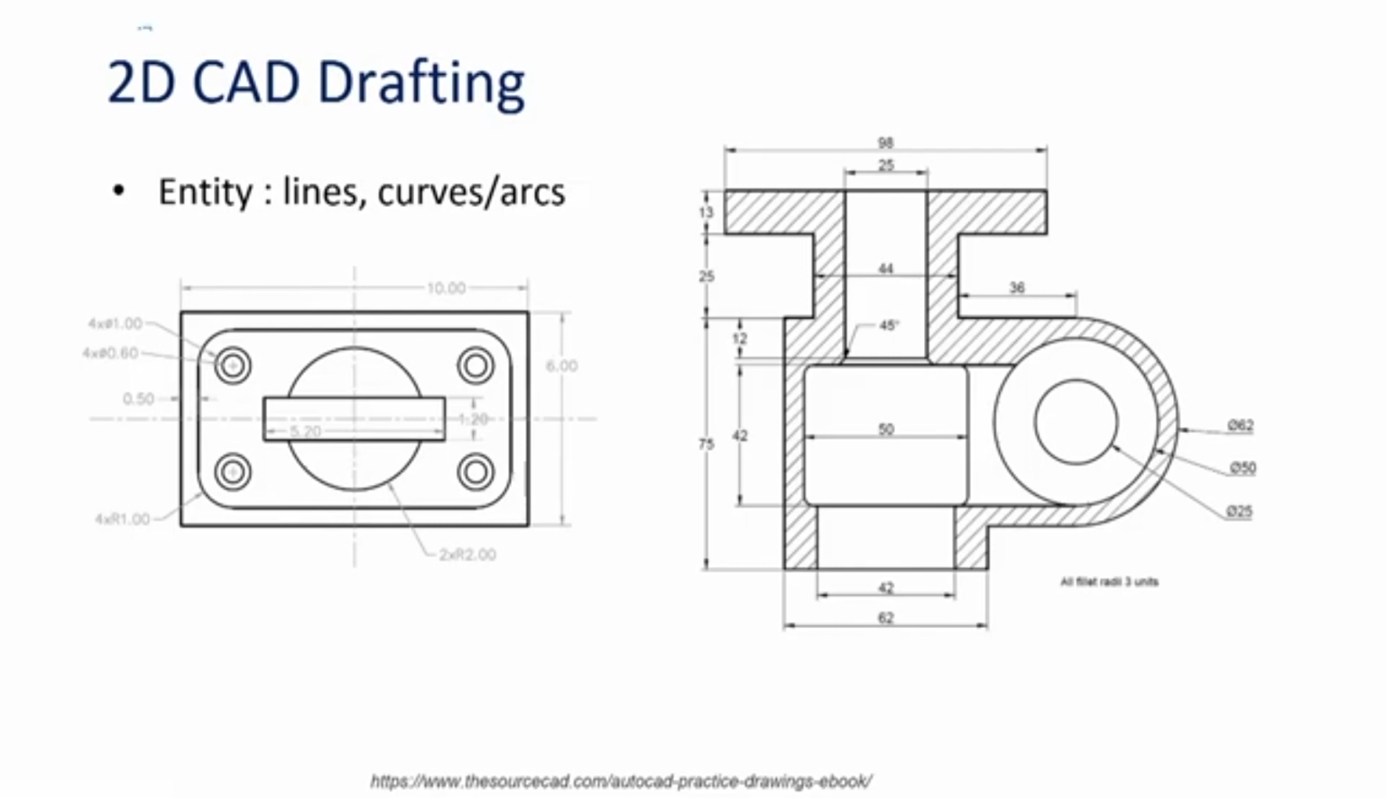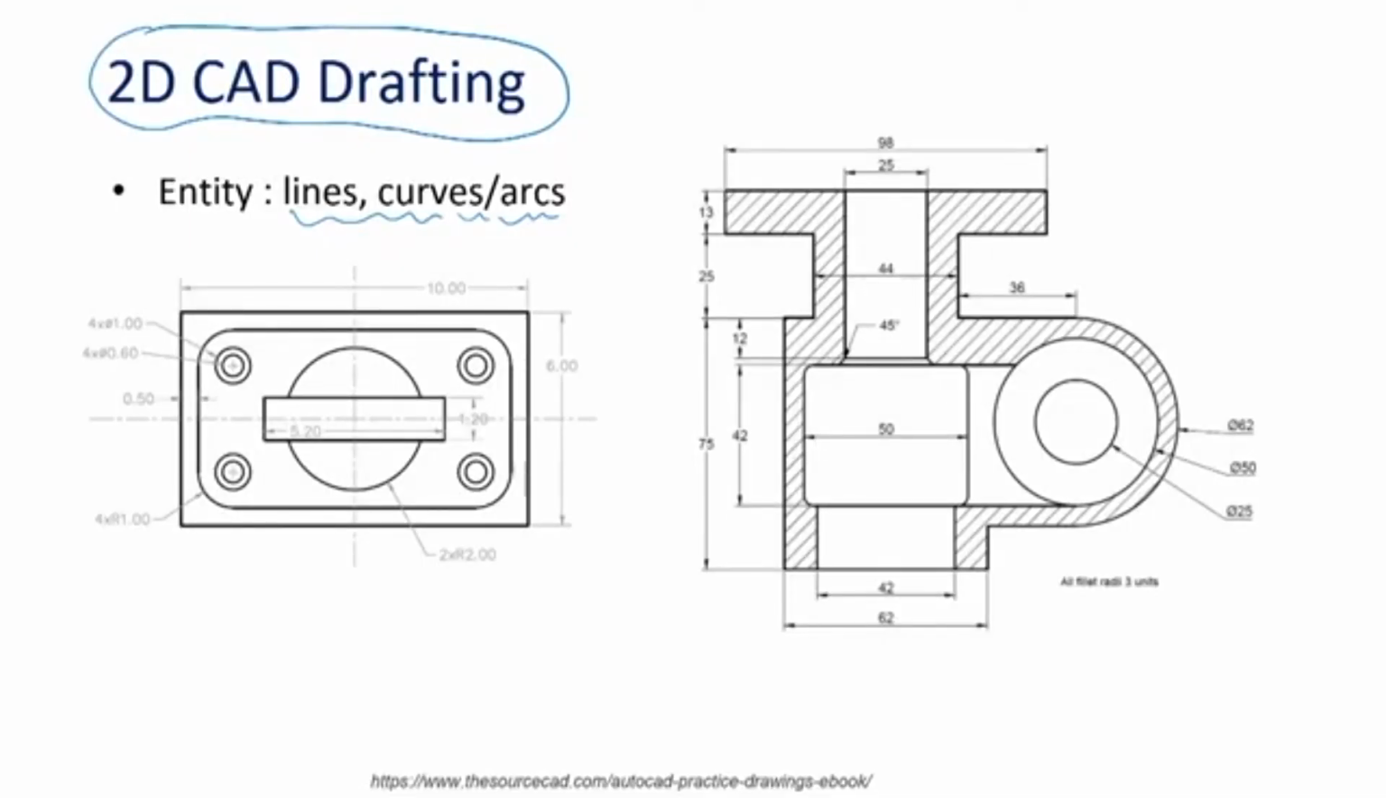Now, let us see what is the meaning of 2D CAD drafting. In 2D CAD drafting, we are generating various two-dimensional shapes, which are made up of lines, curves and arcs. So, we are arranging these lines, curves and arcs in a very logical way, and by looking at this 2D drawing, one should understand. It is a way of communication, a language of interpretation, a language of communication with your subordinate or with your boss or with your team members.